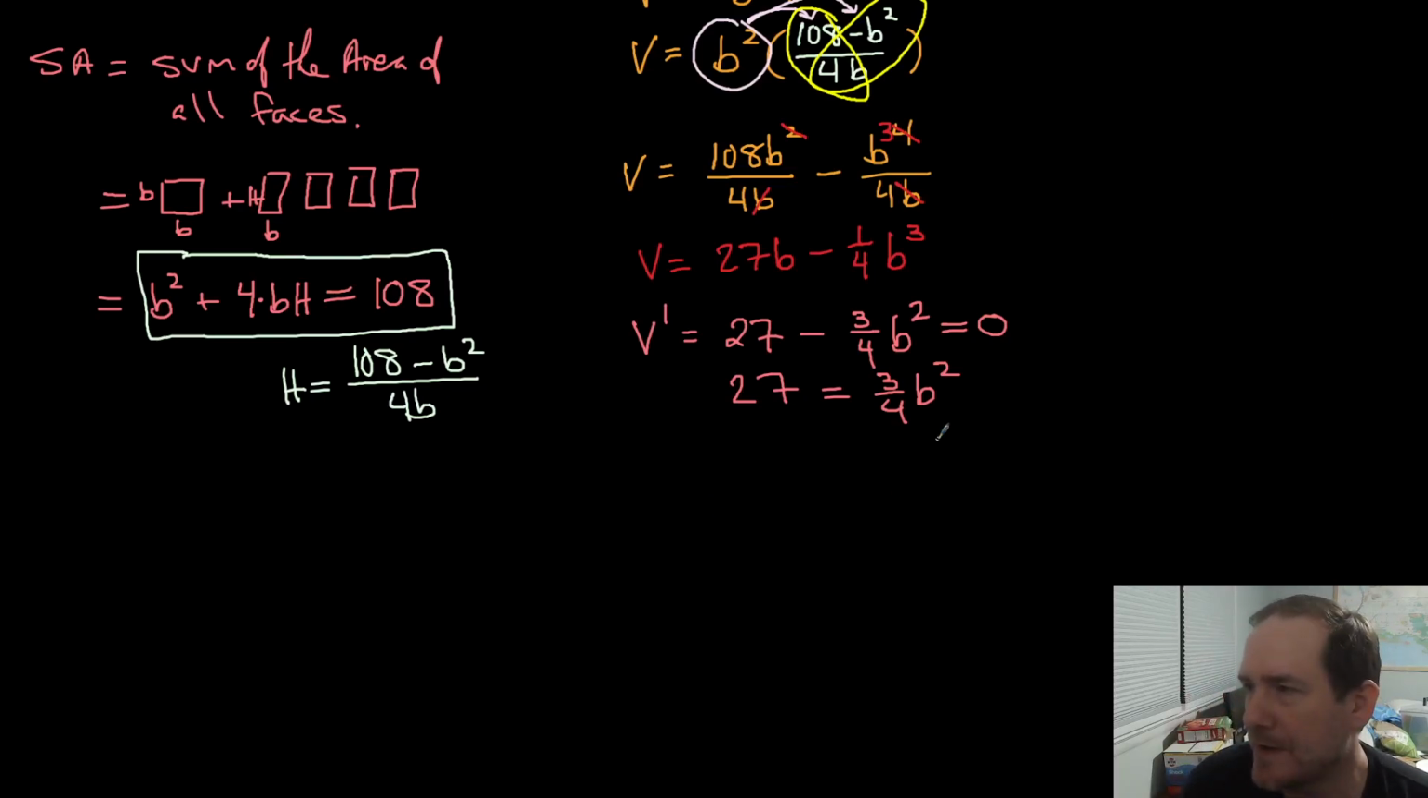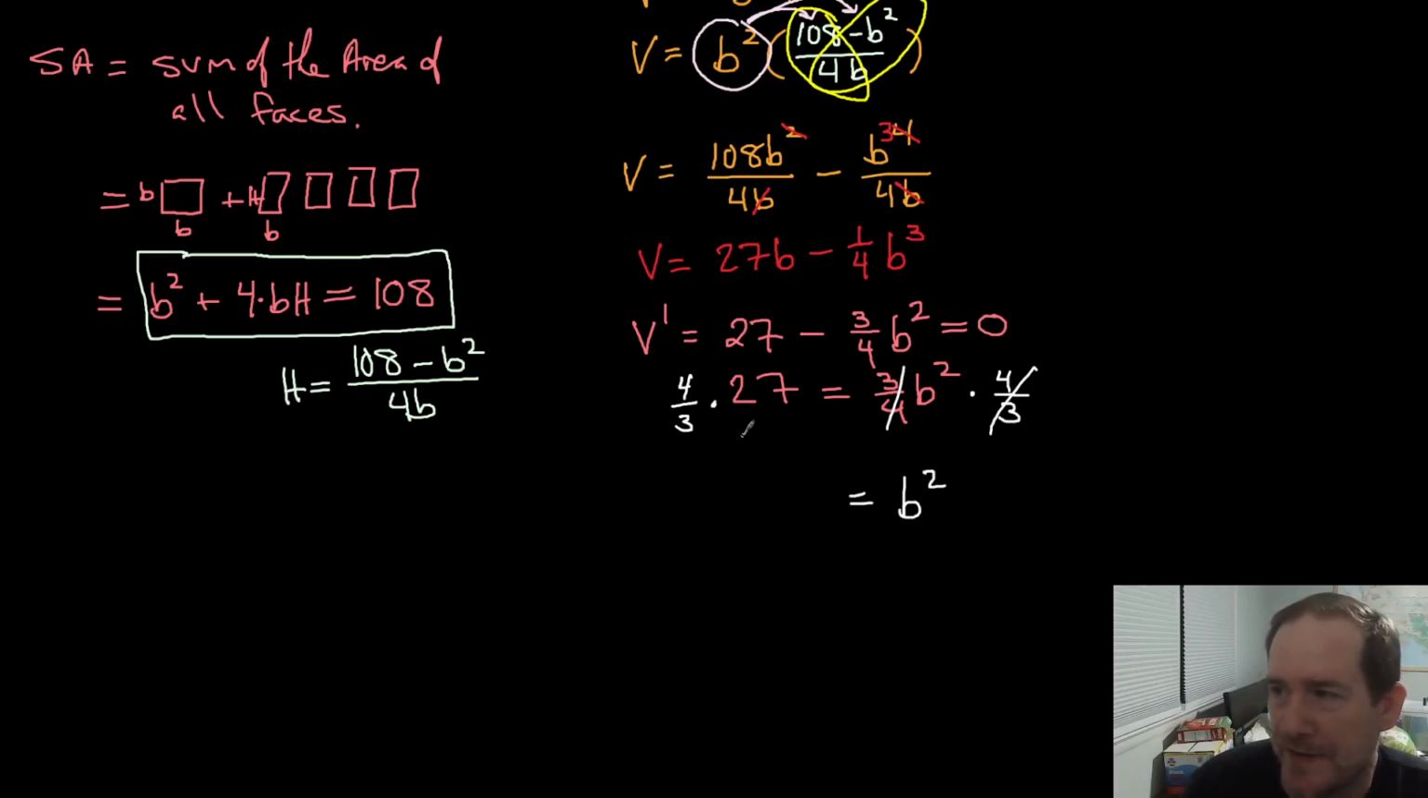So now what? You would want to get rid of this coefficient, and the easiest way to do that is probably to multiply by the reciprocal, 4/3, on both sides. The 3/4 and 4/3 cancel, so the right hand side is now just b squared. Over here on the left, you can multiply by 4 then divide by 3, or divide by 3 then multiply by 4, and that's a little easier because 27 divided by 3 is 9, and 9 times 4 is 36.